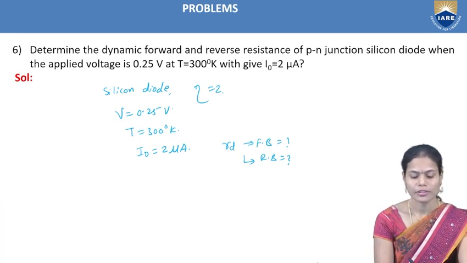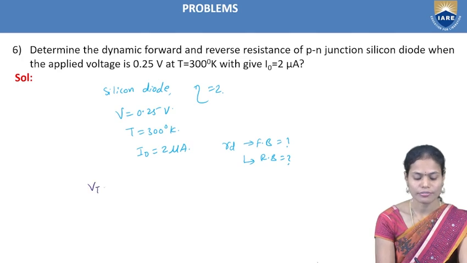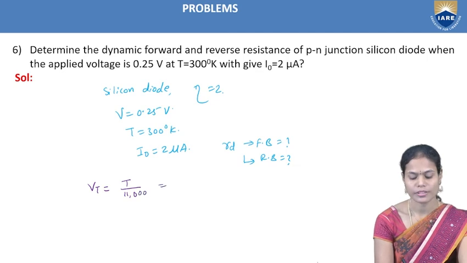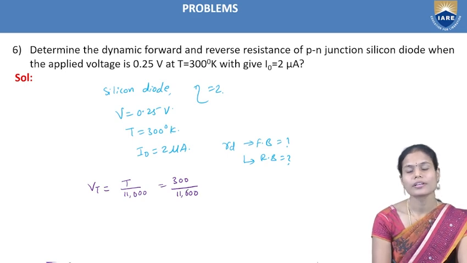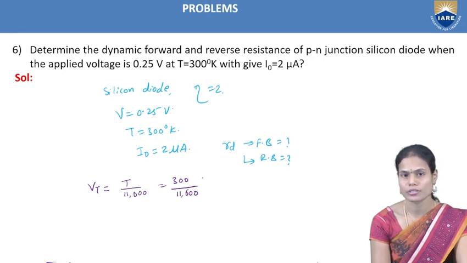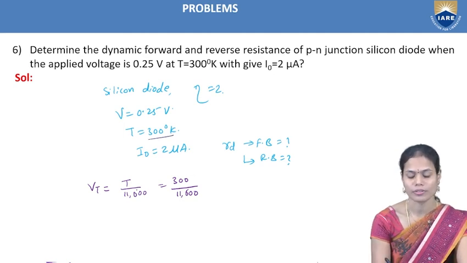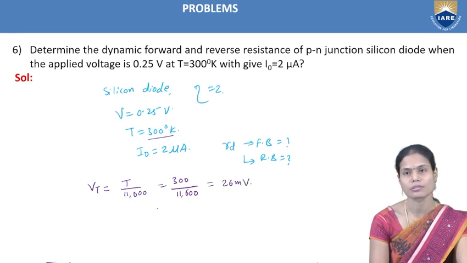It is nothing but to find that first we need to calculate VT again, that is T divided by 11,600, that is 300 divided by 11,600. 300 Kelvin is the standard temperature. If it is given as 300 Kelvin, we should not add the standard temperature to this. If it is given in the range of 20s or 100s only, we need to add the standard temperature. 300 Kelvin means it's already in the standard form. So 300 by 11,600 means again we will be getting 26 millivolts.